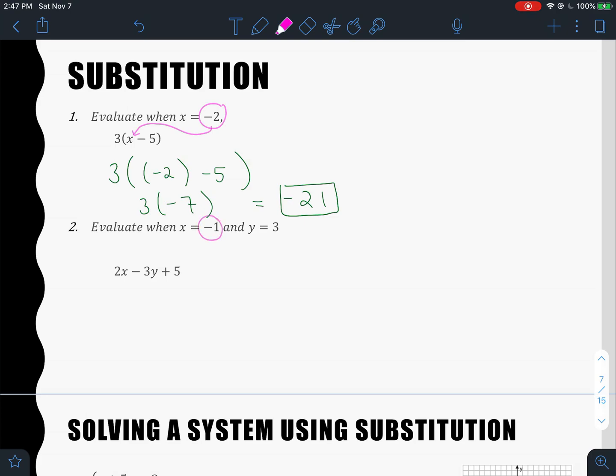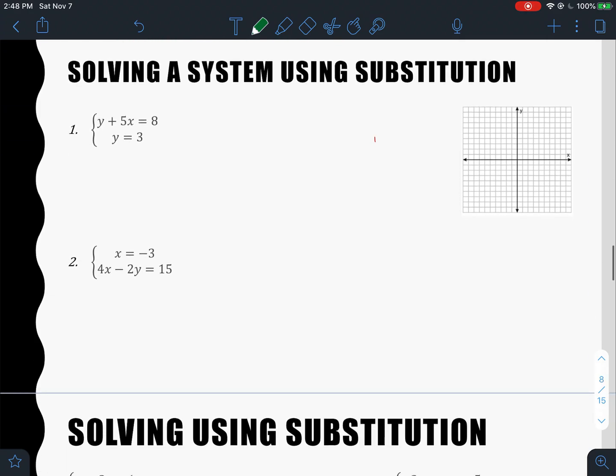In the next expression, we're going to evaluate when x is equal to -1 and y is equal to 3. So we're going to take -1 and substitute it in for the x, and we're going to take 3 and substitute it in for the y. And so we get 2 times -1 minus 3 times 3 plus 5. 2 times -1 is -2. -3 times 3 is -9, and then plus 5. -2 minus 9 is -11, and -11 plus 5 is -6. So when we substitute in -1 for x and 3 for y, we get -6.